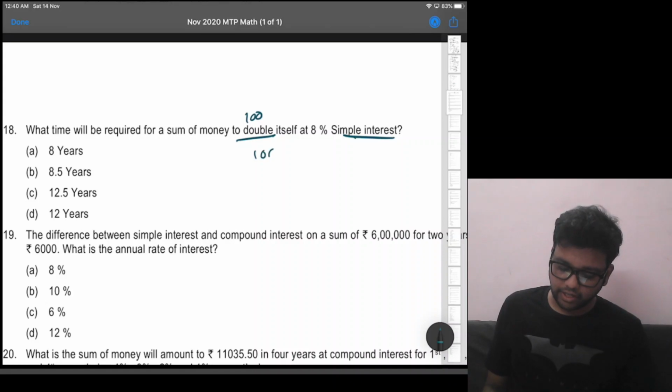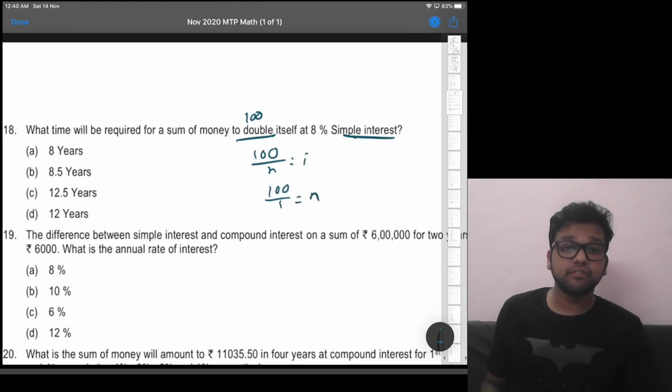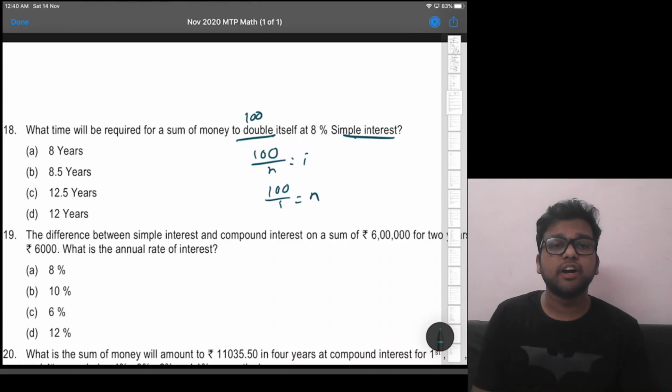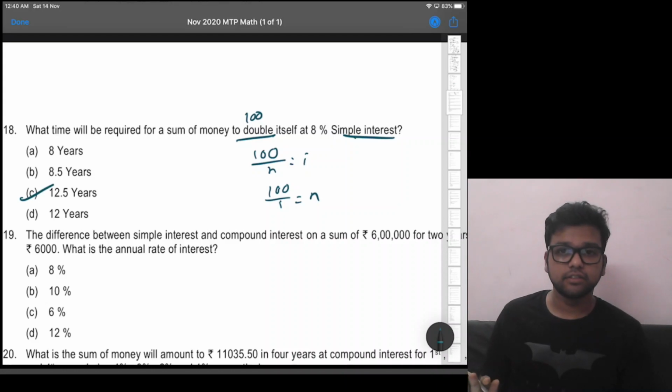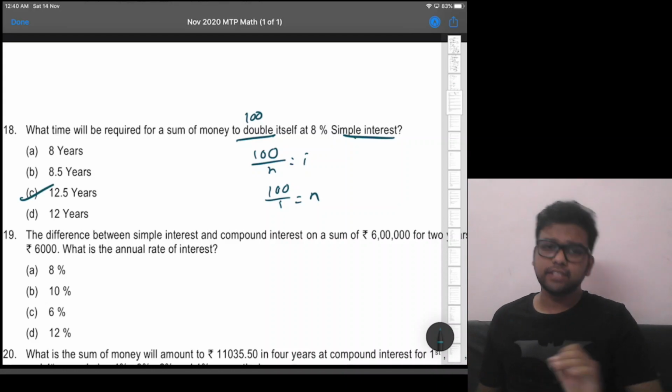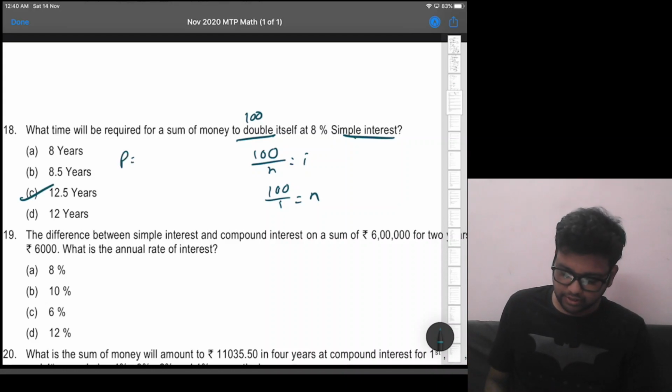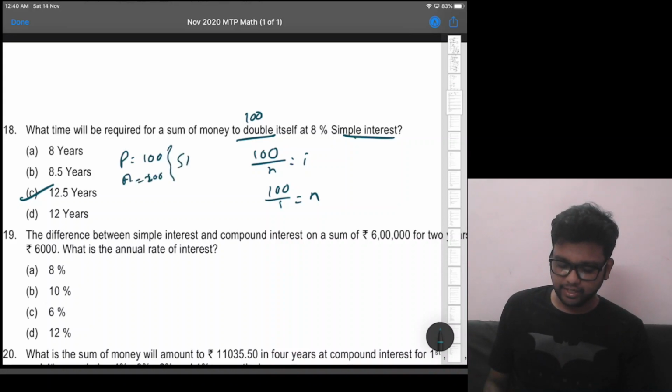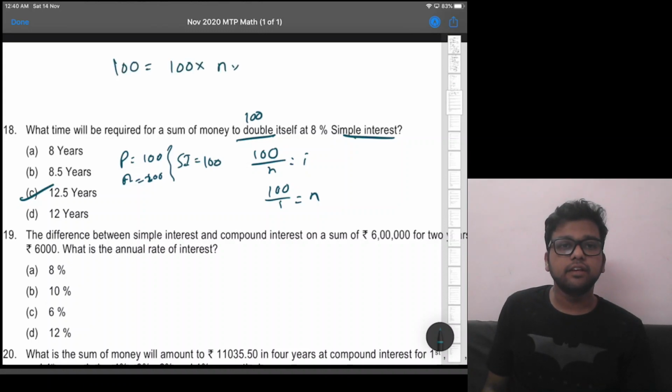Okay. So we use that 100 by n is equal to I. That means 100 by I will give us n. So 100 divided by 8 is what? 12.5 years is the correct answer. That's it. Okay, easiest way. Otherwise, again, assume principal is 100, amount as double, that is 200. So simple interest will be the difference, which is 100, but simple interest is equal to P into N into I. So then rearrange, you'll get the same answer, 12.5.